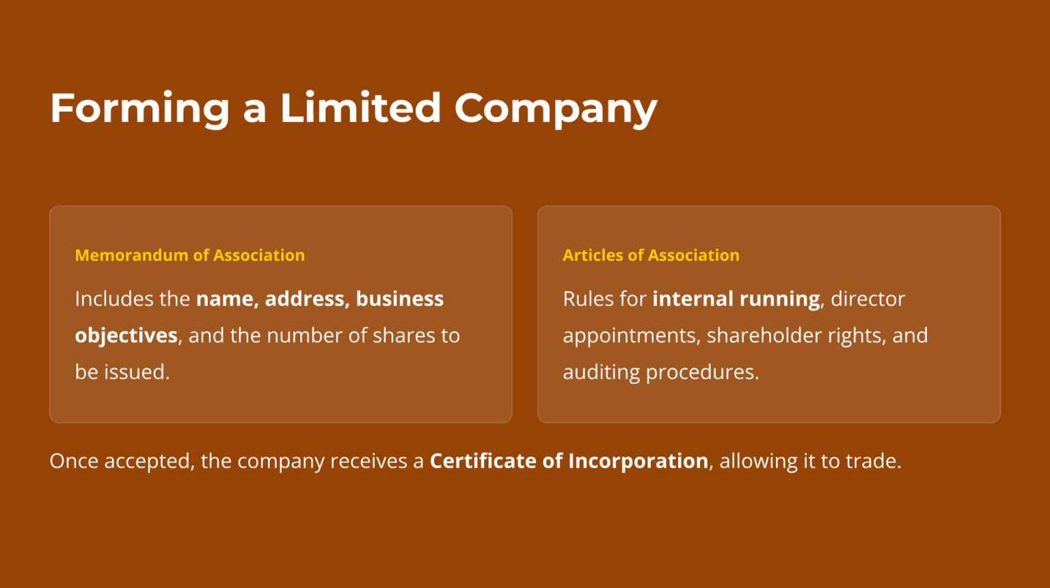To form a limited company, you must draft a memorandum of association covering business details and share issuance, and articles of association, which outline internal rules. Upon approval, you receive a certificate of incorporation to begin trading.